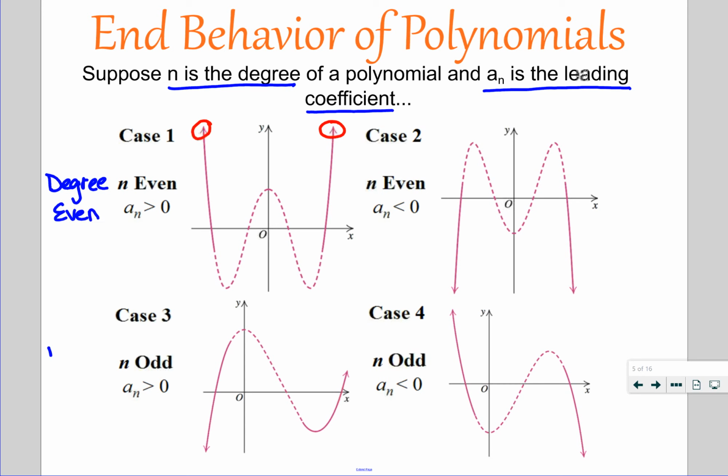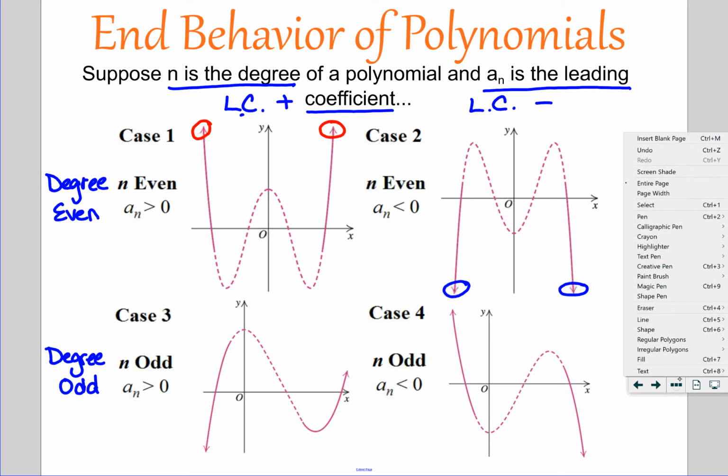On the bottom, those 2 cases are if your degree is odd. Now you'll notice the 2 that are even, the ends are going in the same direction. They're either both up or both down. The odd degree functions, our ends are going in opposite directions. One's going up and one's going down. To determine if it's case 1 or case 2, or if it's odd, case 3 or case 4, you then look at the leading coefficient. If the leading coefficient is positive, it's either case 1 or case 3. If the leading coefficient is negative, it's case 2 or case 4. And we'll be doing something in a second. We'll formalize all of that.